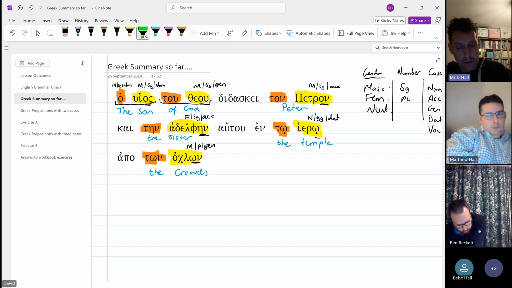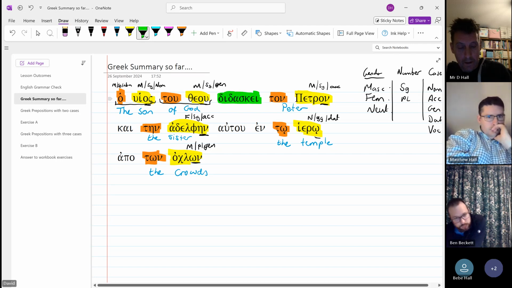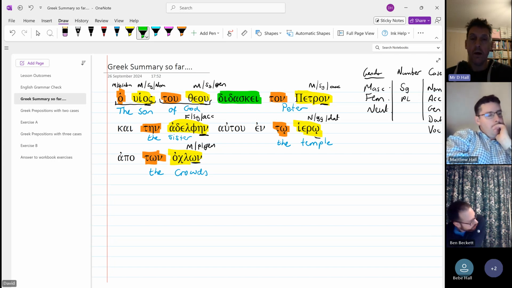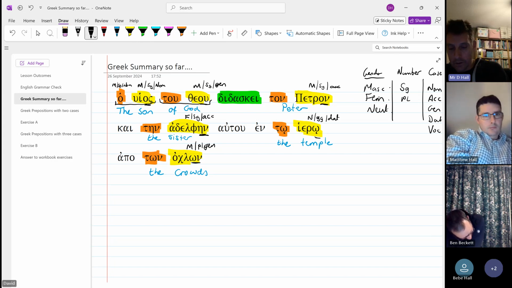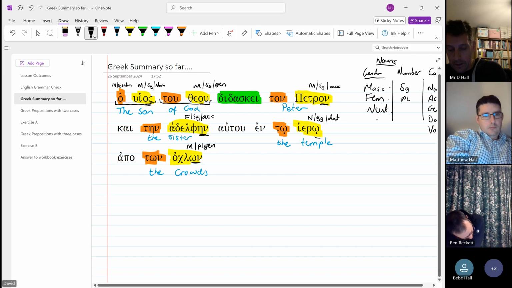Okay, then we'll just pick up the verb. So I have a verb here. We worked out that verbs will be in a singular or in a plural, and they refer to first person, I and we, second person, you singular, you plural, or third person, which is he, she, or it, and they. Okay, so in terms of verbs, we've got nouns, and then these are verbs. So we have the number, which is singular or plural.